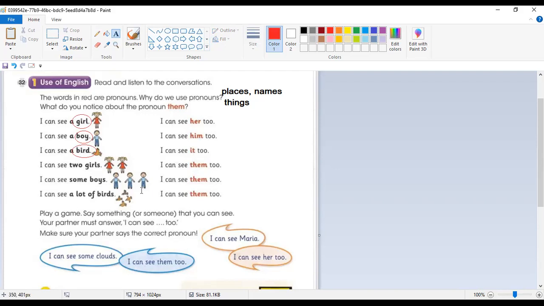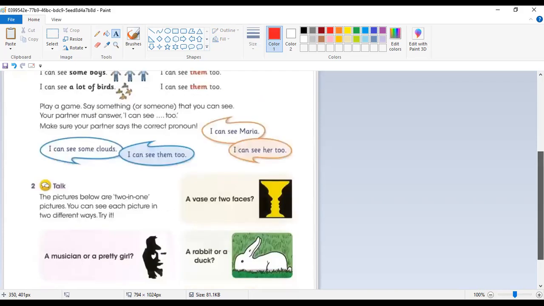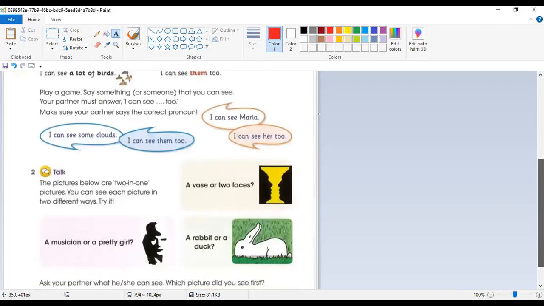Okay. Play a game, say something that you can see. Your partner must answer, I can see it too. Make sure your partner says the correct pronunciation. Okay, so for this, we have an exercise. We will do that exercise. Before going to the exercise, you will solve those things with me.